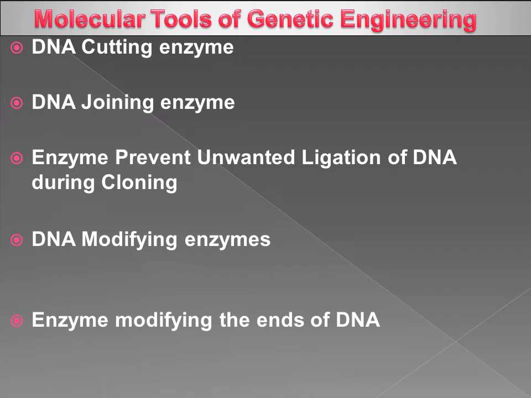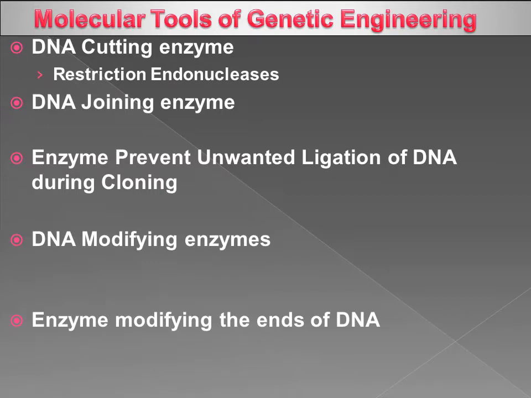Now for this genetic engineering, for this recombinant DNA technology, the most important thing is the molecular tools. And these molecular tools are nothing but the enzymes involved in the process. The major enzymes involved are DNA cutting enzymes and DNA joining enzymes, and there are additional ones which also play a role in the process. In case of DNA cutting enzymes, the example is restriction endonucleases.